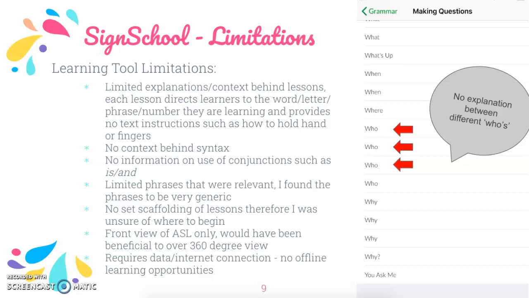There was no set scaffolding of lessons, therefore I was unsure of where to begin. They only offered a front view of the American Sign Language, and it would have been beneficial to have a 360-degree view. As well, it requires data or an internet connection. There were no offline learning opportunities.